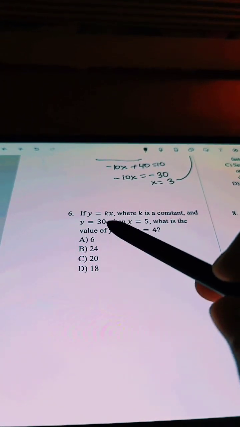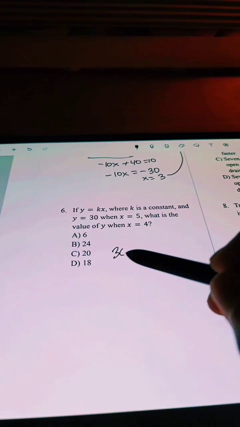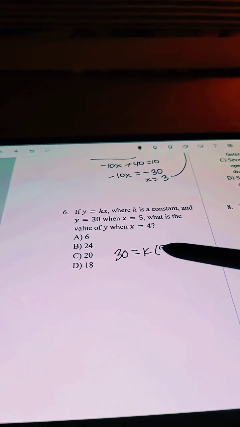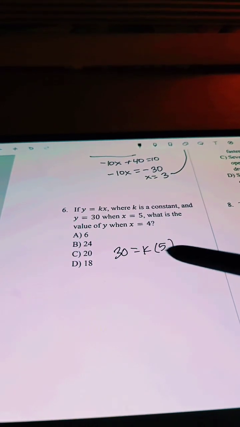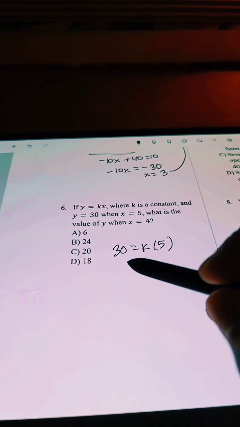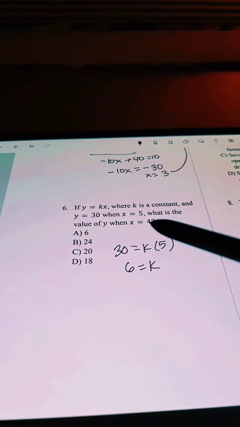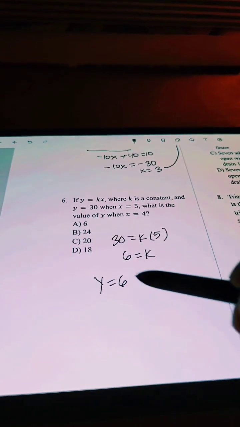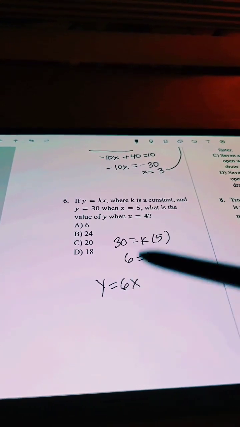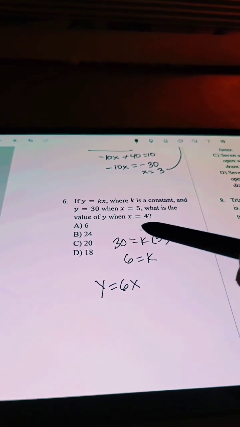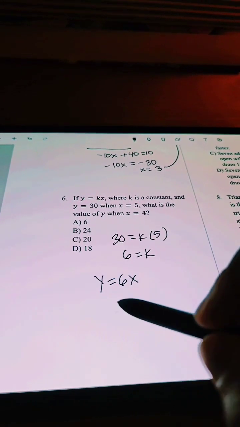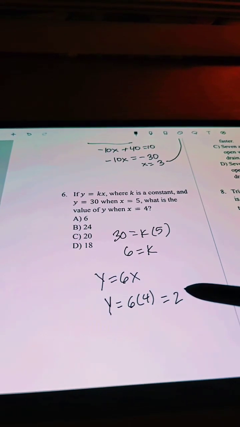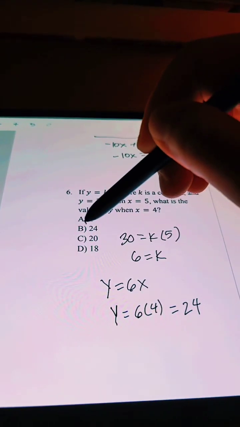So I'm going to start by plugging in 30 for y, and then I have k times what x is, which is 5. That's going to allow me to solve for k. So I'm going to divide by 5 on each side to get k by itself, so then I get 6 is equal to k. So now I can plug that in for k and have an equation that says y is equal to 6 times x. Now I can use this equation to find out what y is when x is equal to 4. So I'm going to put 4 in for x to find y. So 6 times 4, so that's going to equal 24, B.